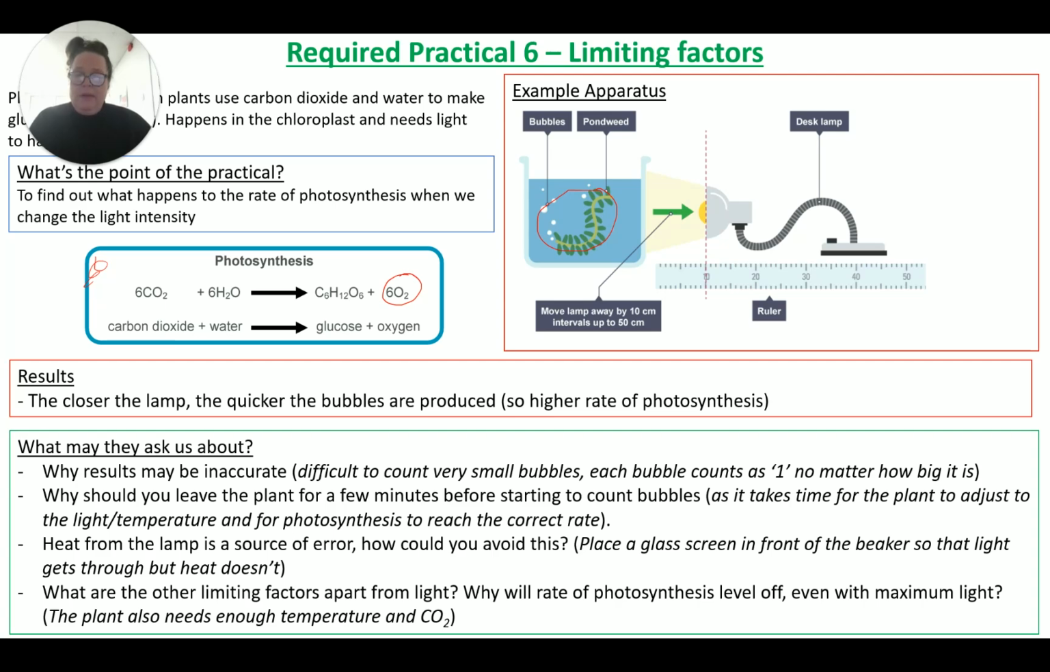The other things they ask about, why may it be inaccurate? Because not all the bubbles are the same size. You're counting bubbles, but you might count one and it's tiny, and you might count one and it's big. So they might say, what's an improvement? So you could say, instead of counting bubbles, you could use a gas syringe to collect the oxygen.